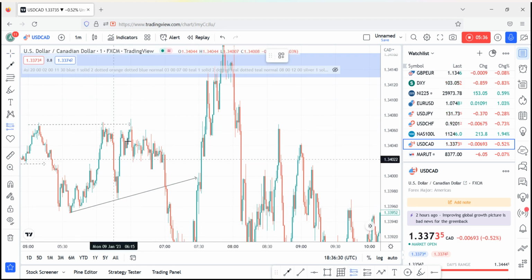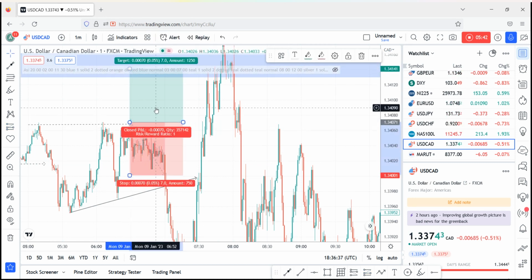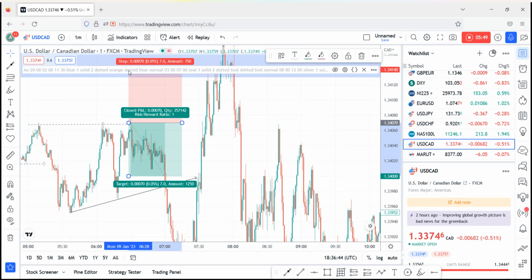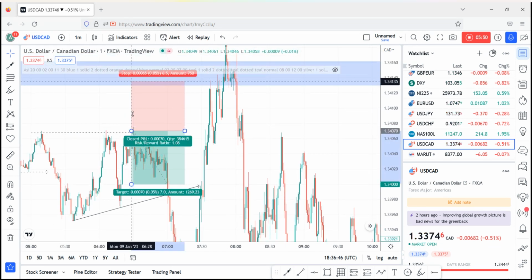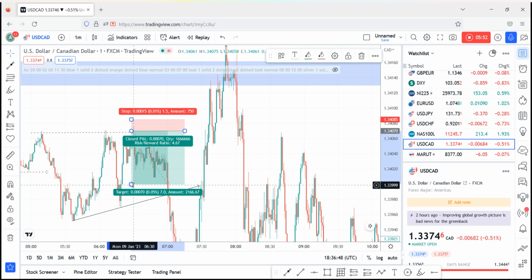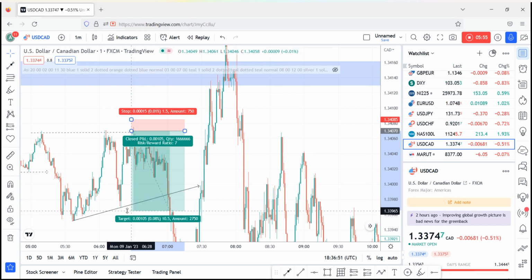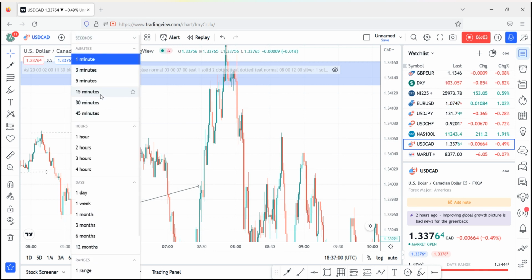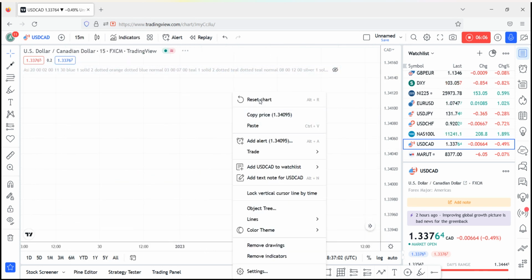Let me just put down from here. Sorry guys, so this was the long position. So I took entry from here. My stop loss was from here, right? Yeah. So this was actually a 1 to 8 risk reward ratio, right? So this was my first entry, and then I took the second entry in the London session.